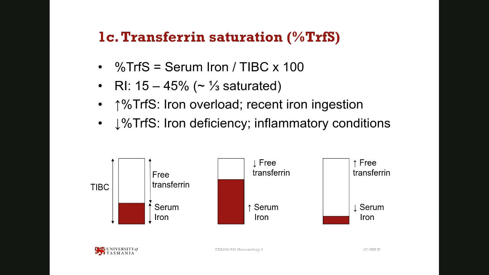So back to transferrin saturation. As we said, there's enough transferrin present in the plasma to bind 45 to 80 micromoles of iron, and serum iron levels are usually 10 to 30 micromoles. So this means in a normal individual, the transferrin is about 1/3 saturated. If you have a look at the reference interval here, 15 to 45%, 1/3 is bang in the middle of that. 33 is right in the middle of that. And so usually our transferrin is about 1/3 saturated.